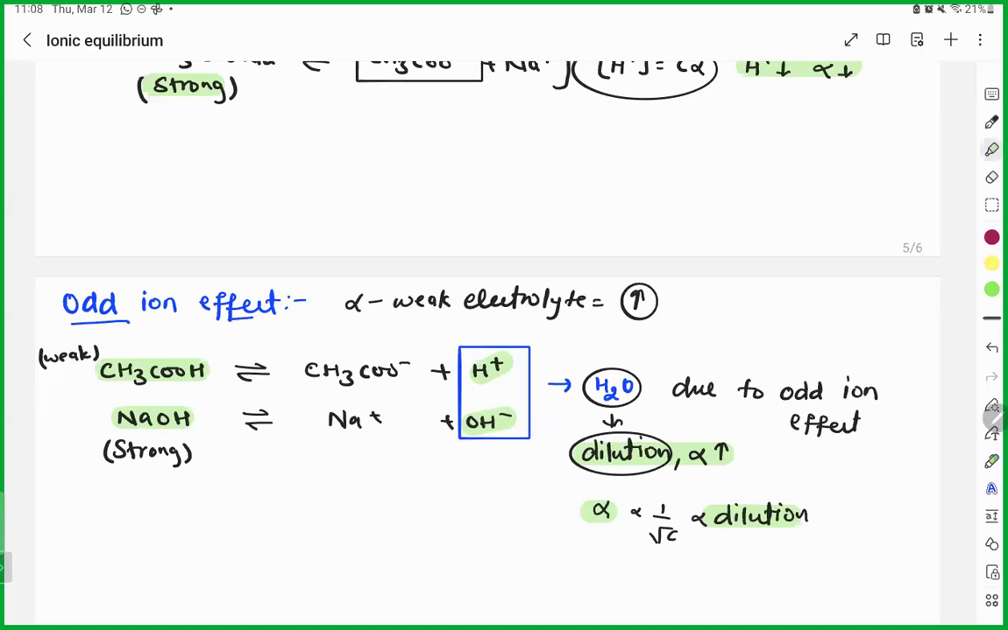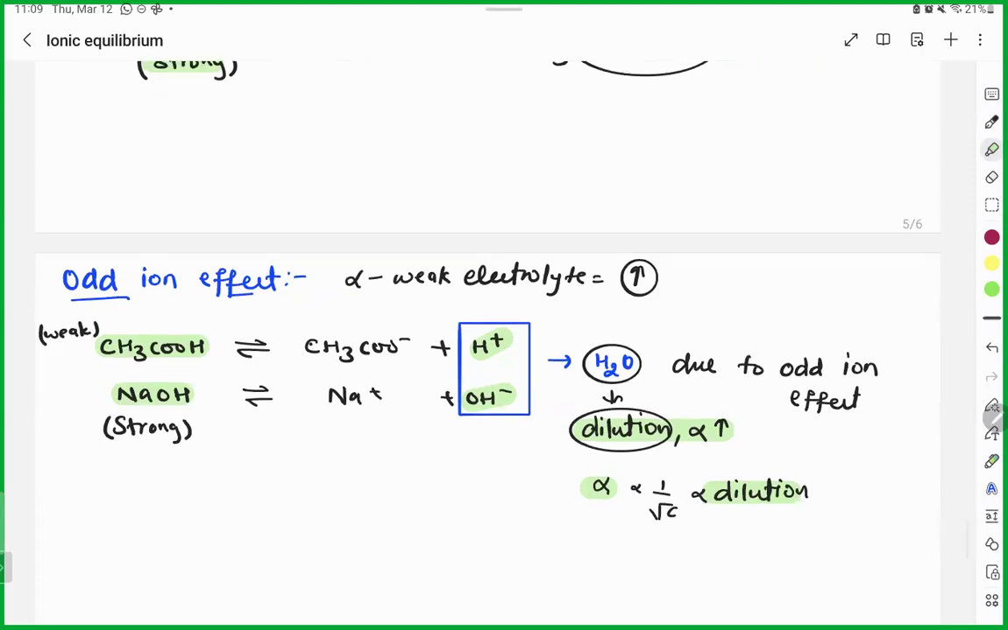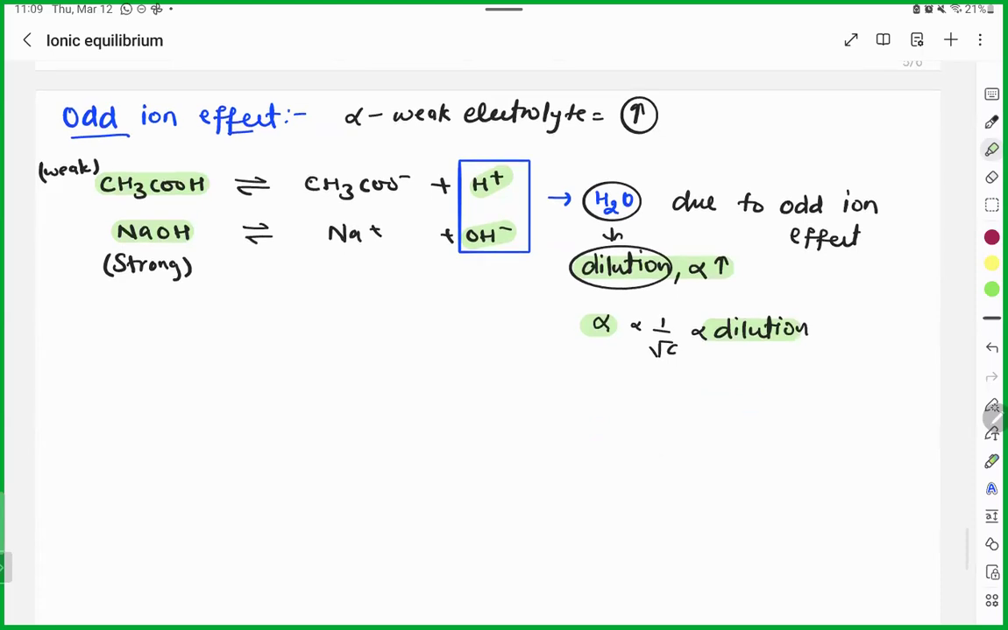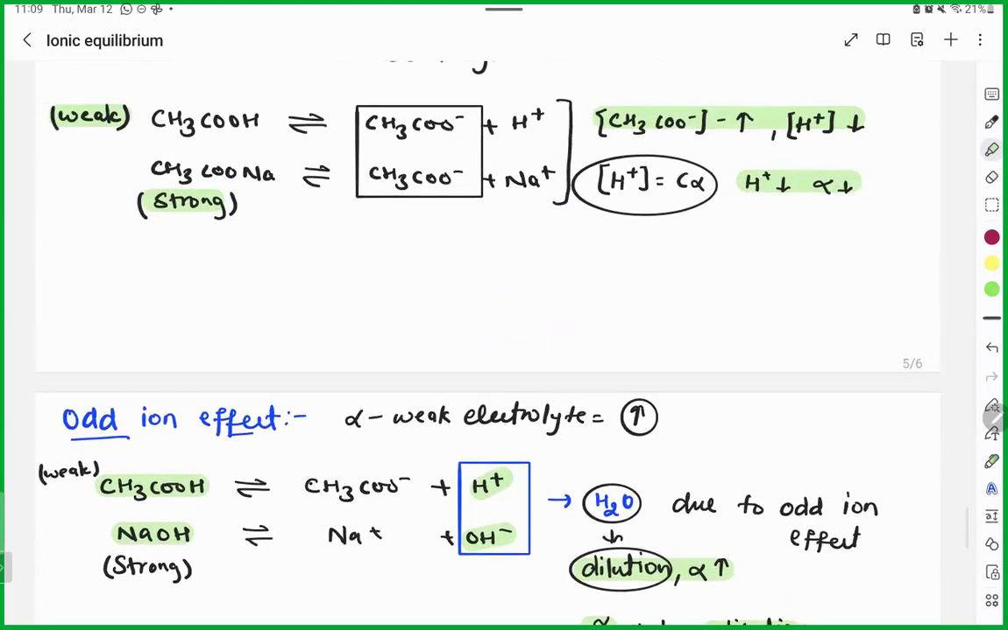Anybody have doubt? No, sir. So the common ion effect and odd ion effect are very basic. In common ion, whenever the common ion increases, your H positive decreases, the weak electrolyte dissociation decreases, so your alpha decreases. But in odd ion, because water increases, there is more dilution, and alpha increases. Done.